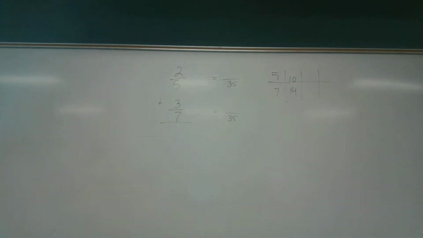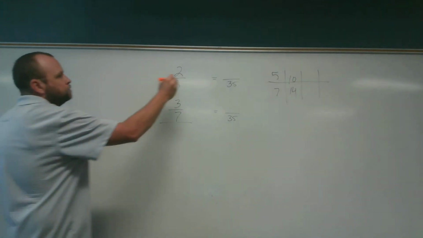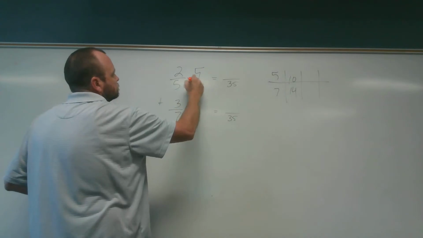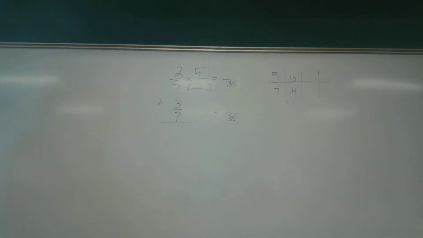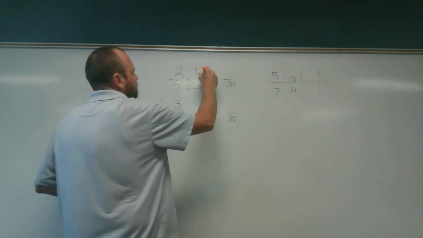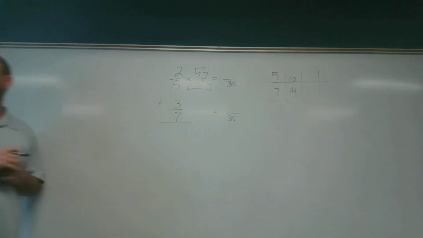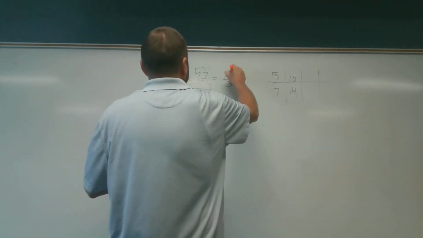I change these so they're both over 35, but I cannot change the value. Reagan, what would I multiply 2/5 by? 5 times what gives me 35? 7. So multiply by 7/7. What's my numerator? Your numerator would be 14. When you multiply fractions, you multiply straight across.